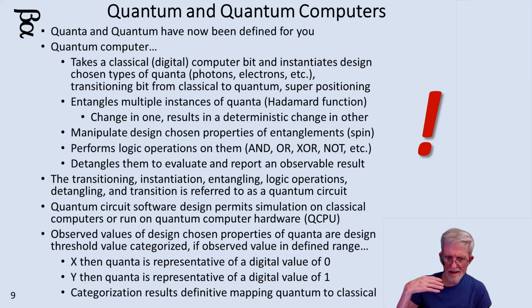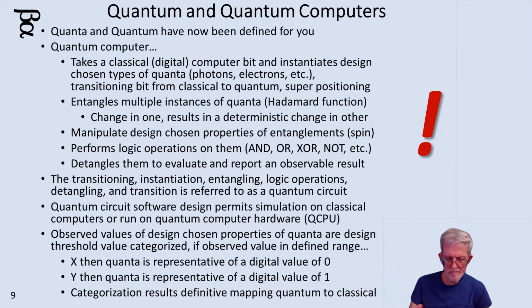Now, once you've got something entangled and it happens to be a quantum element, then you can perform logic operations on them like and, or, not, a whole bunch of different kinds. And then in order to read them out, in order to take it from the value to a unique one or a zero, you need to detangle them. So you need to separate them back out so you can read the individual qubit by measuring it. The transitioning of your classical computer digital data into instantiated qubits, entangling them, doing logic operations on them, detangling them, and then transitioning the data back to a zero or a one is referred to as a quantum circuit.